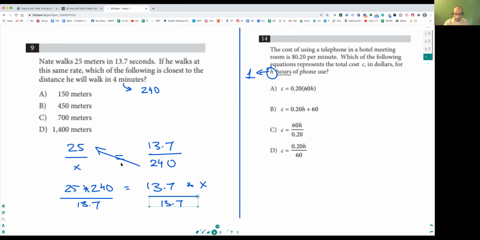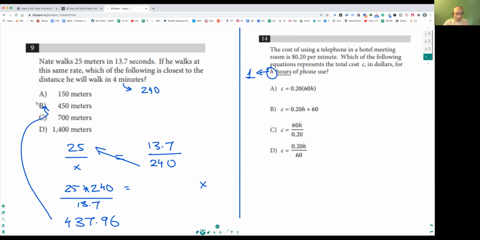But guys, this is a very important problem over here, okay? If you don't understand this basic problem, you should master this problem before anything else. And then you calculate this. When you calculate it, you're going to get 437.96, right? And now this is basically your answer, okay?